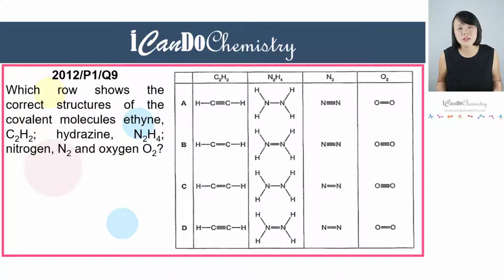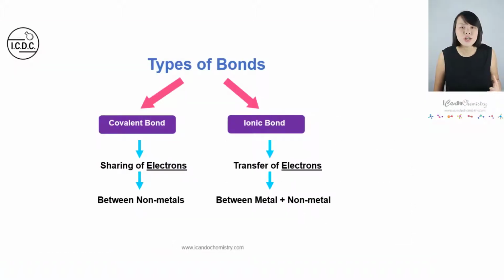Now let's recall the types of bonds that we have learned at O levels. At O levels, we actually learned two types of bonds. The first is covalent bond and the second is ionic bond. For covalent bond, it is actually formed when electrons are shared between non-metals. An ionic bond is formed when electrons are transferred from a metal to a non-metal.